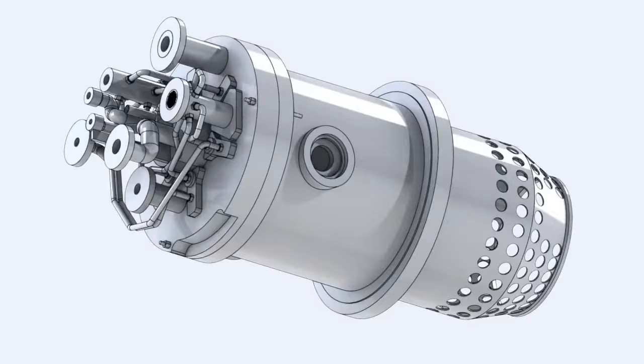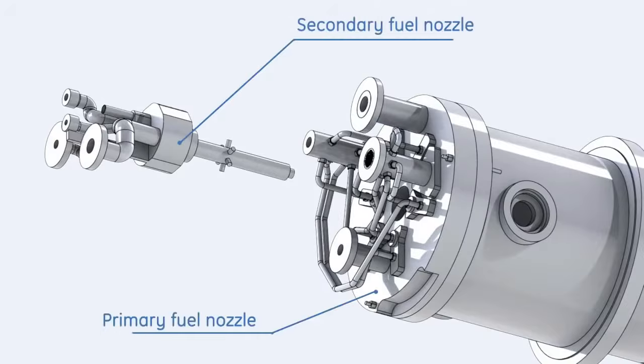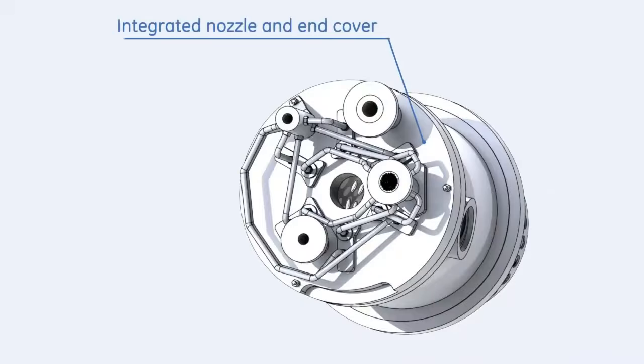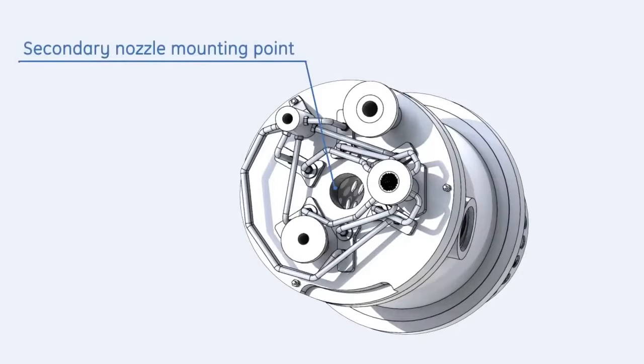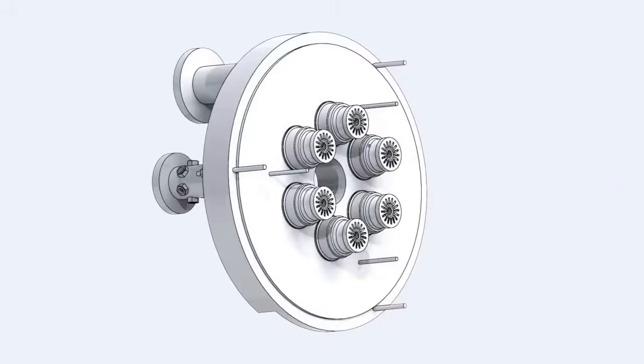As the DLN1 system features two combustion zones, fuel is injected into the combustion chambers through the primary and the secondary nozzles. The primary fuel nozzle is functionally integrated with the combustion chamber end cover and provides a flange in the center for secondary nozzle mounting. Fuel is injected into the liner primary zone through 6 identical nozzles.